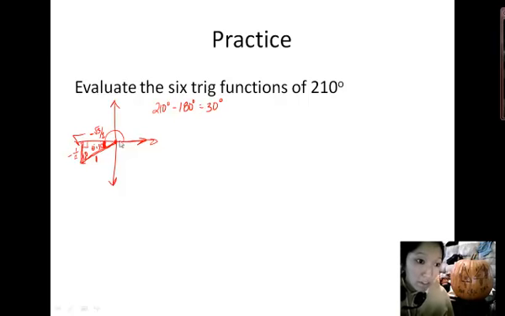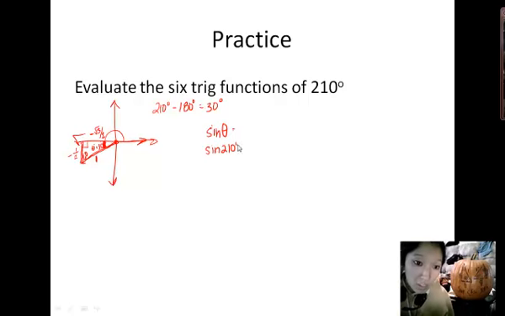Now we're ready to go. We're going to now evaluate this triangle using our 6 trig functions. So sine of this angle as we stand at the origin, as we stand at this 30 degree angle, the sine, and actually I'm going to write sine of 210.